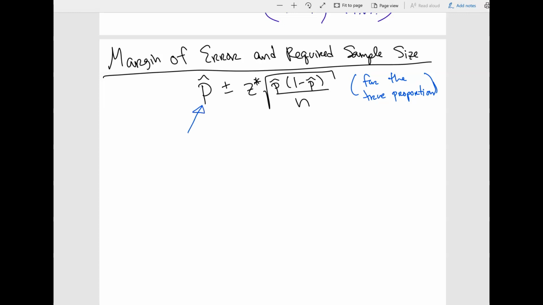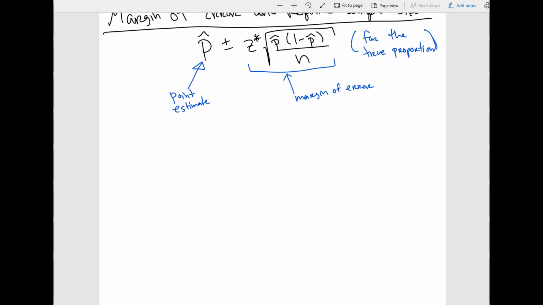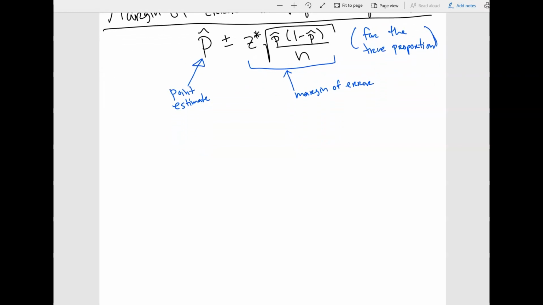So this p hat is basically our point estimate. Okay, so we're using a point estimate to try to figure out the truth. And now this part right over here, this z star with the standard deviation and standard error, is what we call the margin of error. So if you want to think about it this way, when we find our confidence interval, we basically have our point estimate plus or minus the margin of error. Okay, so how far we are from our error, because you basically have some sort of error.